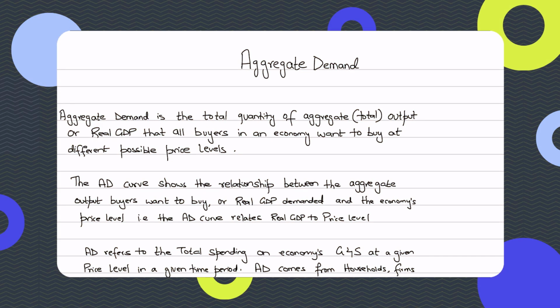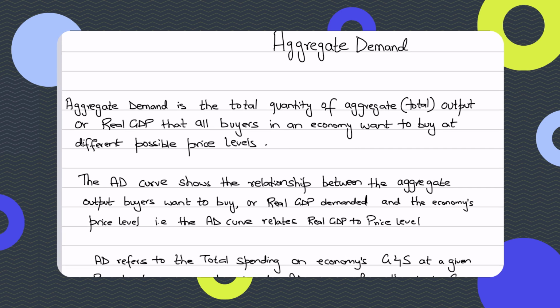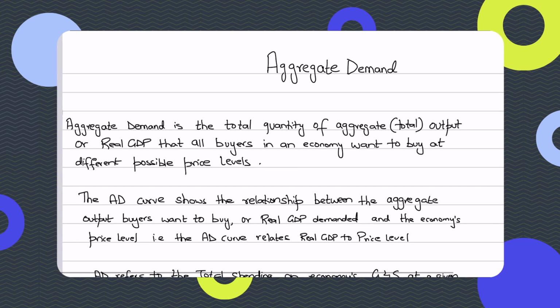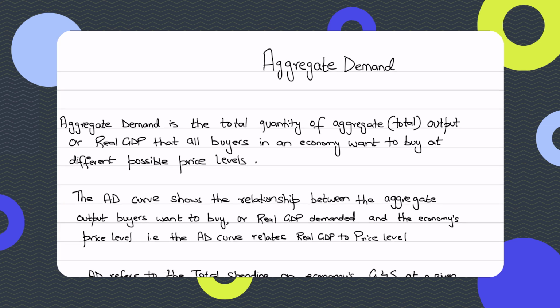Hi guys, welcome back. We are now in a position to move on to the topic of aggregate demand. So guys, aggregate demand basically refers to, aggregate means total, right? So aggregate demand is the total quantity of the total output, that is the real GDP, that all buyers in an economy want to buy at different possible prices.